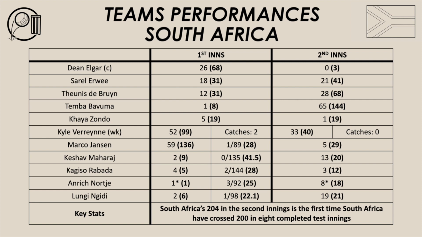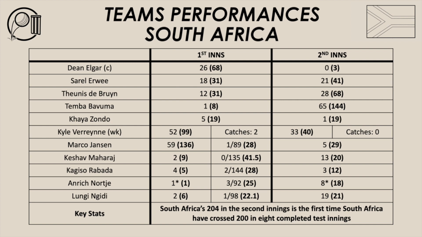It was good for him to score that half century in Test cricket, his first one, but also to score that partnership with Verreynne, over 100 runs in the first innings to really get South Africa to some sort of total. In the end, they got bowled out for 189, but it was something.